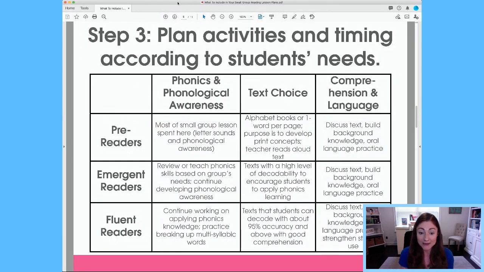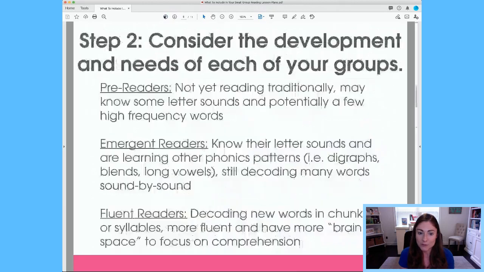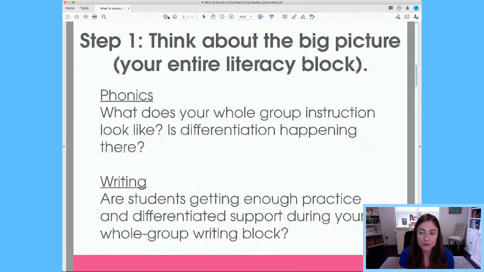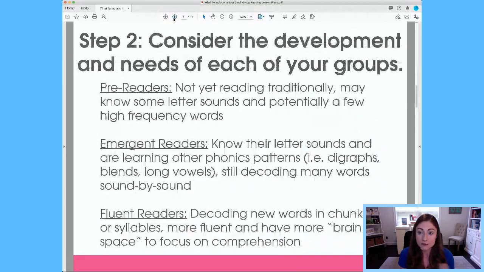Okay, so back to our three steps. I said the first step was to think about the big picture, consider what you're already doing in your literacy block. Step two was to consider the development and needs of each of your groups. And remember, you might have kids on very different levels that fit into this emergent category, because you might have kids that know all their letter sounds but aren't even there with digraphs yet. You might also have kids that are learning complex long vowel spelling patterns. So it's a big range of kids that can fit, especially into the emergent reader category.